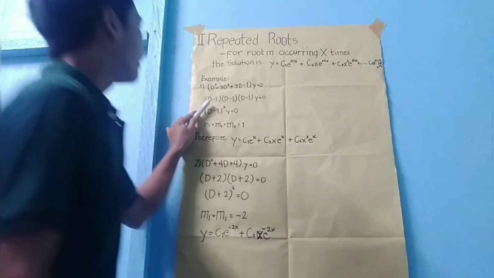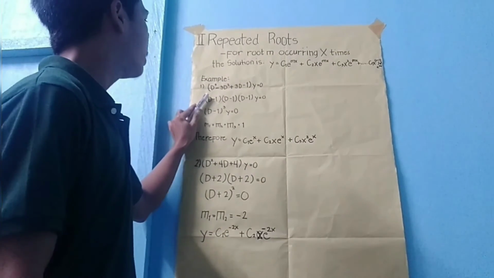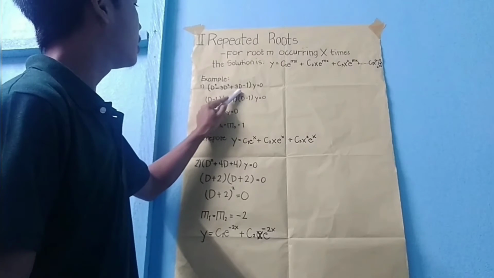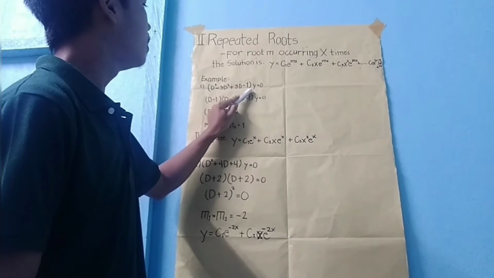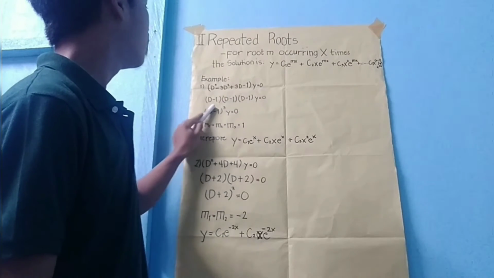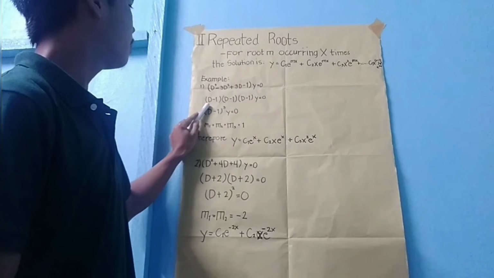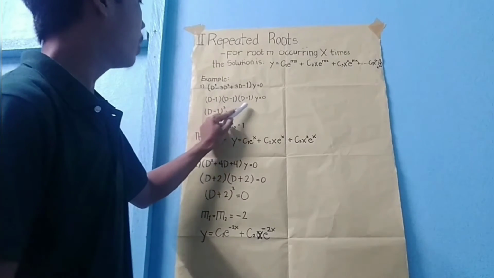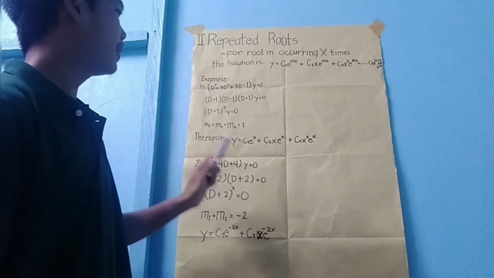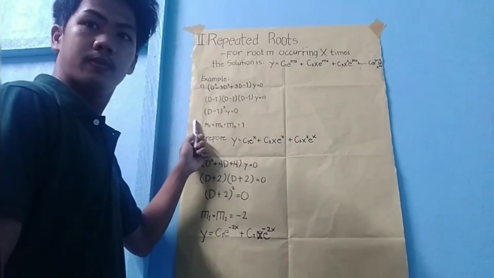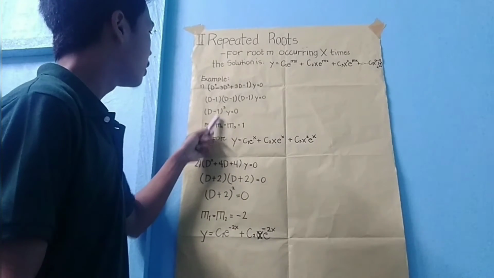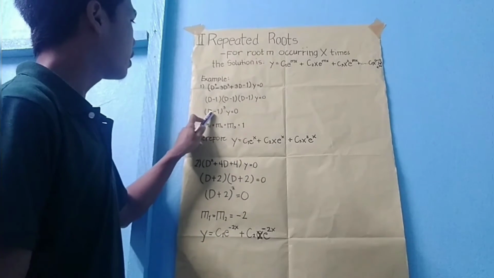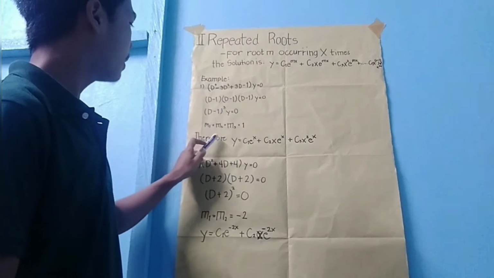So, this is our first example. D raised to 3 minus 3D squared plus 3D minus 1 times y is equal to 0. So, pwede natin siyang i-factor ng D minus 1 times D minus 1 times D minus 1, y is equal to 0. Pwede natin siyang i-rewrite ng D minus 1 cube. So, our m is equal to positive 1. Kasi kapag transpose natin yung 1 sa kabila, magiging positive.